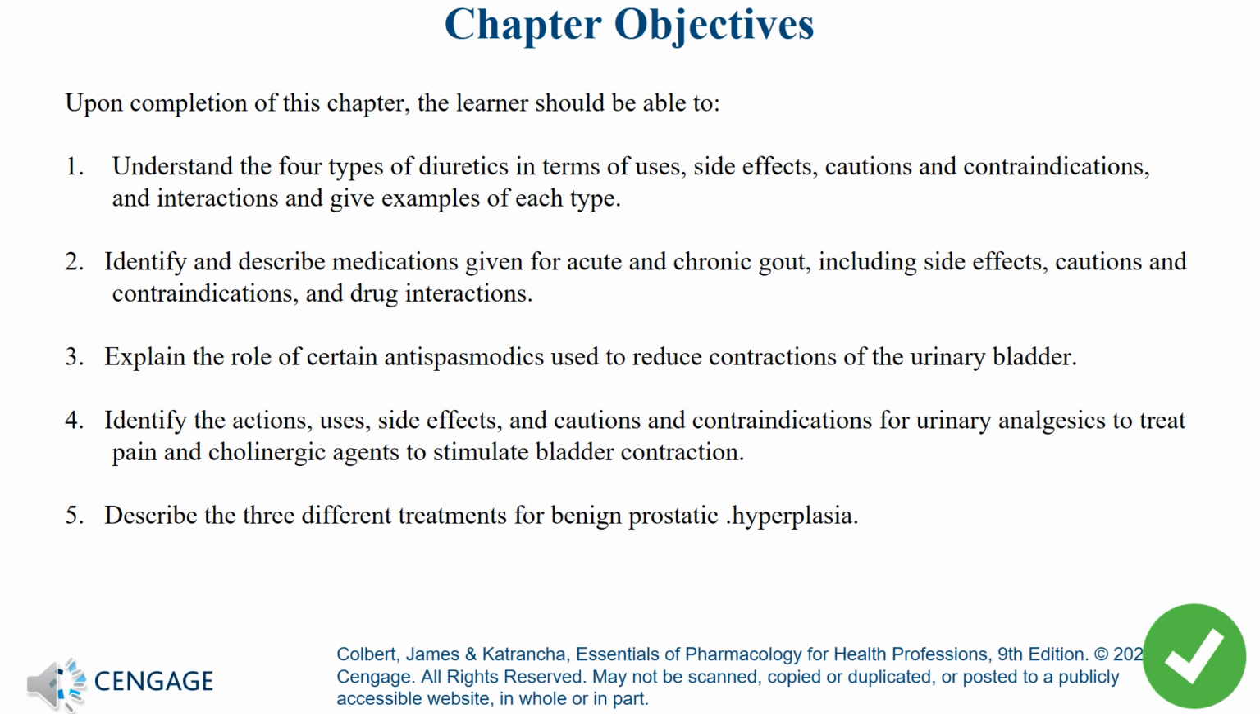Be able to explain the role of certain antispasmodics used to reduce contractions of the urinary bladder. Identify the action, uses, side effects, and cautions and contraindications for urinary analgesics to treat pain and cholinergic agents to stimulate bladder contraction. And your last is describe the three different treatments for benign prostatic hyperplasia.